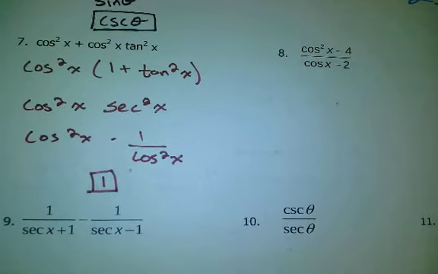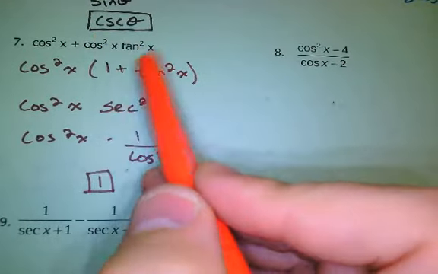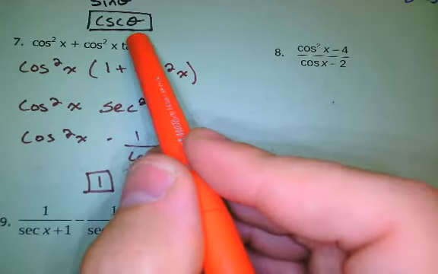What if you just write this tangent as sine squared over cosine squared? Then those cancel out right off the bat. So that's your step 1. Cosine squared plus sine squared is equal to?